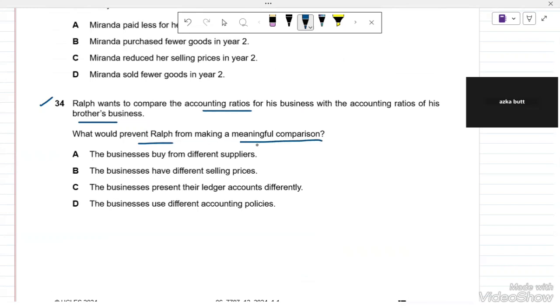Okay, so basically different accounting policies can significantly affect the calculation of accounting ratios, making comparisons between the two businesses less meaningful. For example, if one business uses straight line depreciation and the other uses the reducing balance method of depreciation, their profit and asset values will differ, impacting ratios like return on assets or maybe profit margins. So it depends on which type of accounting policies the businesses are using. So D option seems to be the right option.